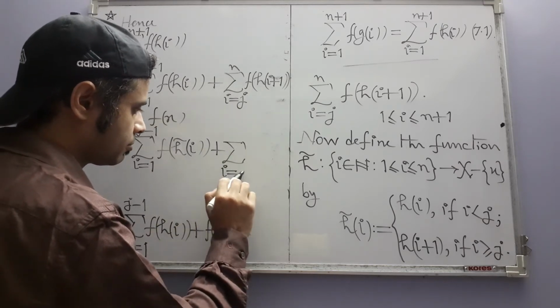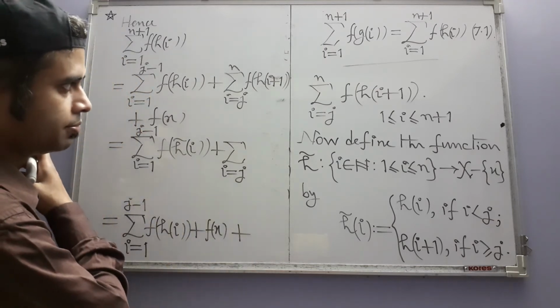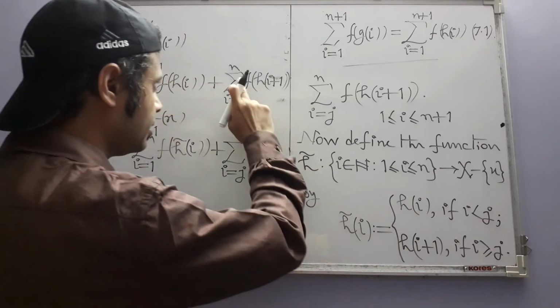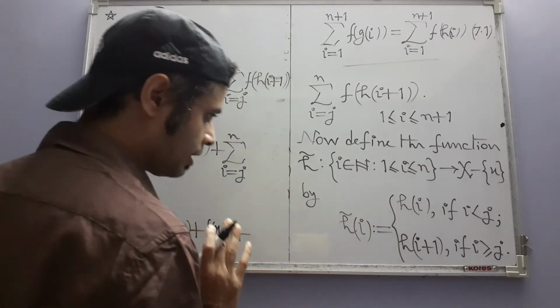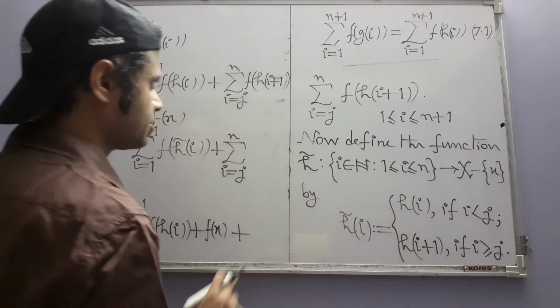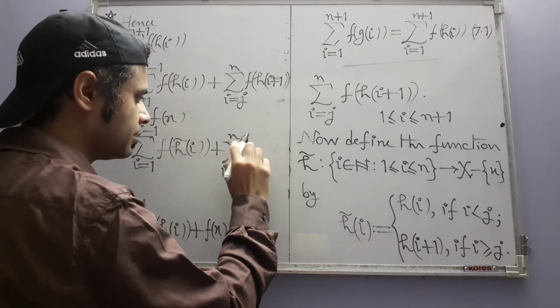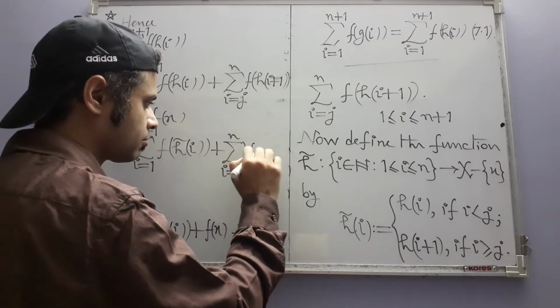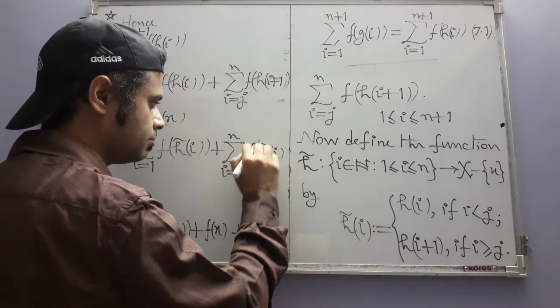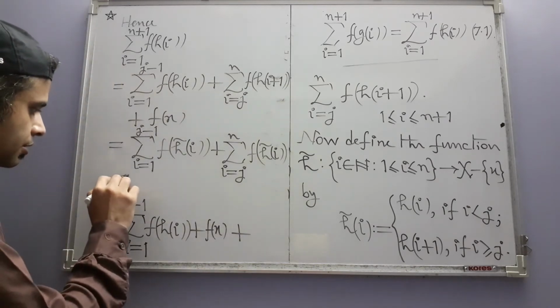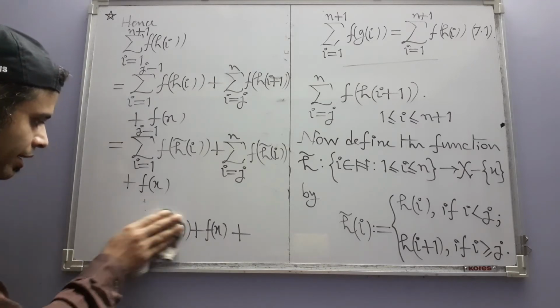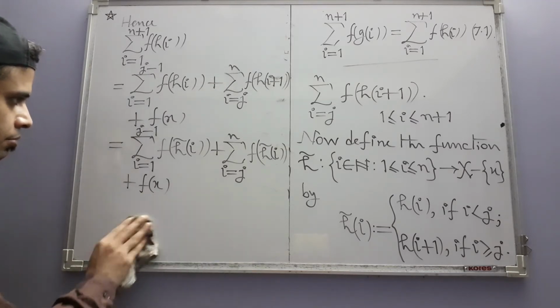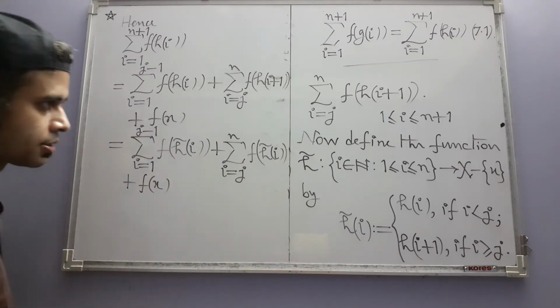And when i is greater than or equal to j, that is, if i lies between j and n, then again i lies here, but in that case h tilde of i is h of i plus 1. So in place of this h of i plus 1 we can write h tilde of i plus f of x. Okay, so with the help of this function h tilde, we have been able to modify this calculation slightly.